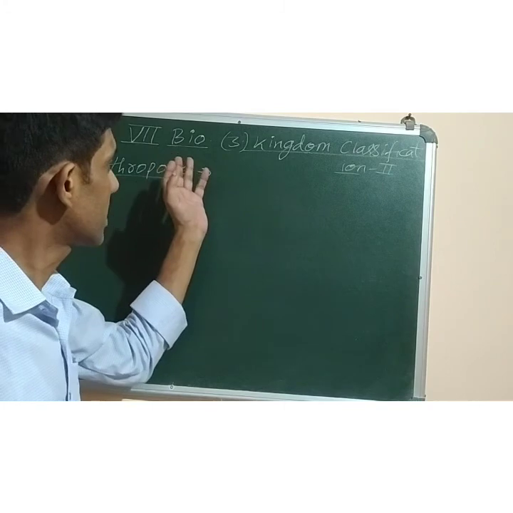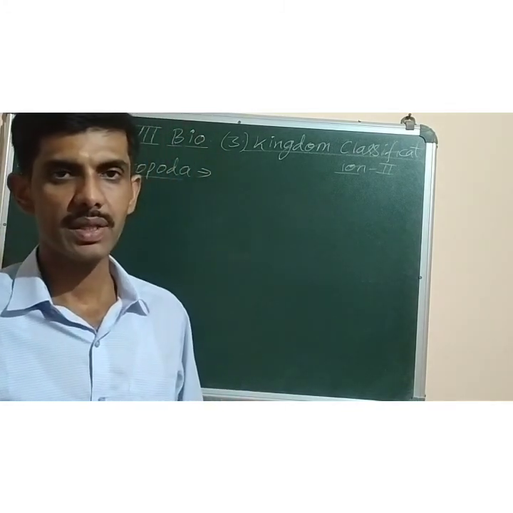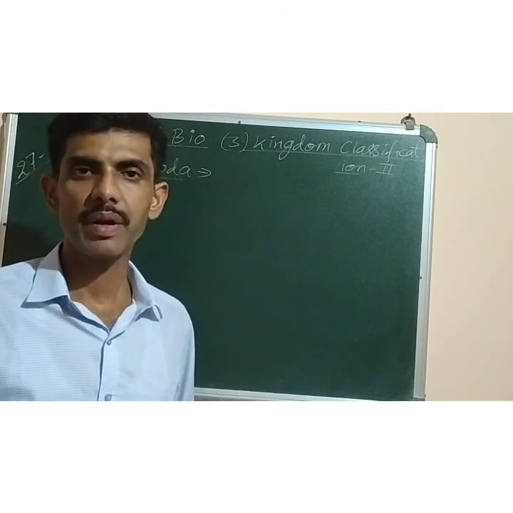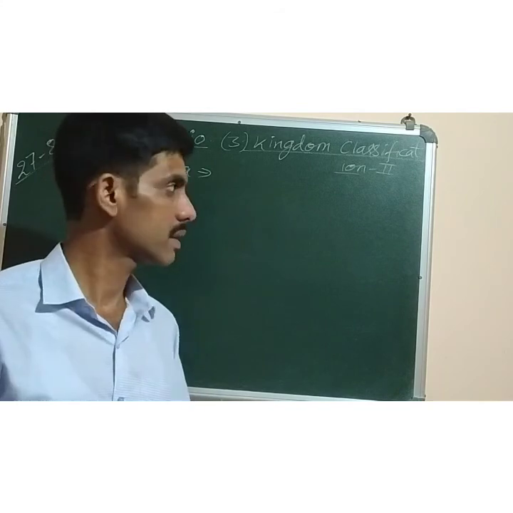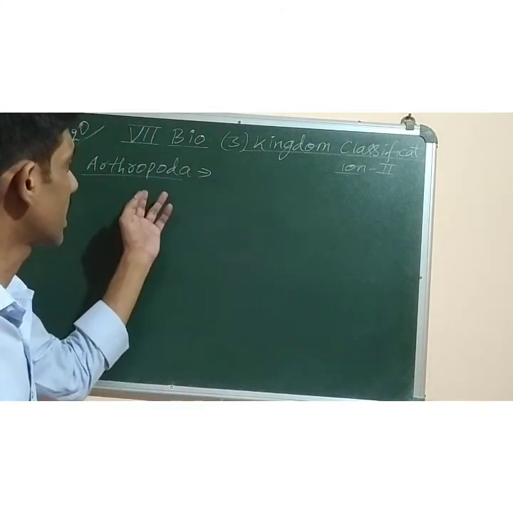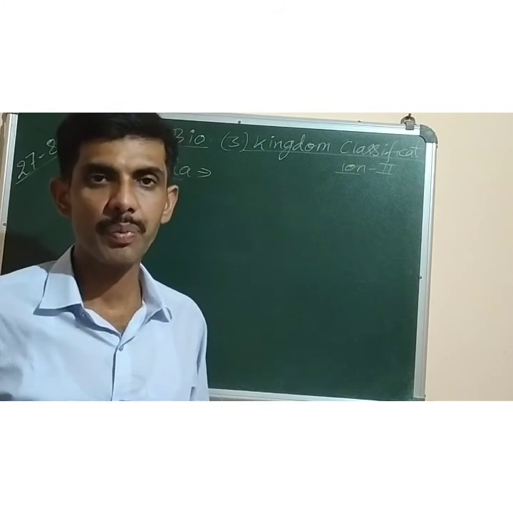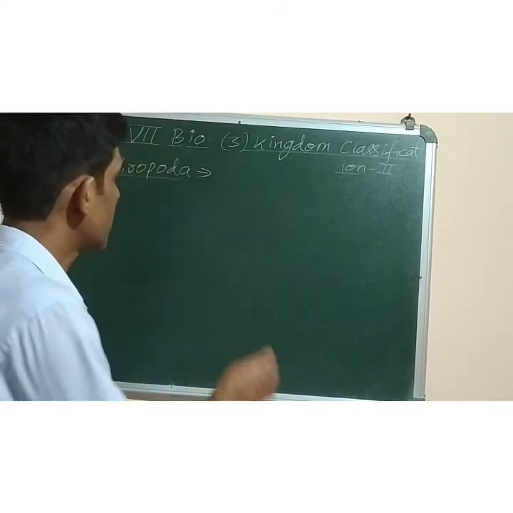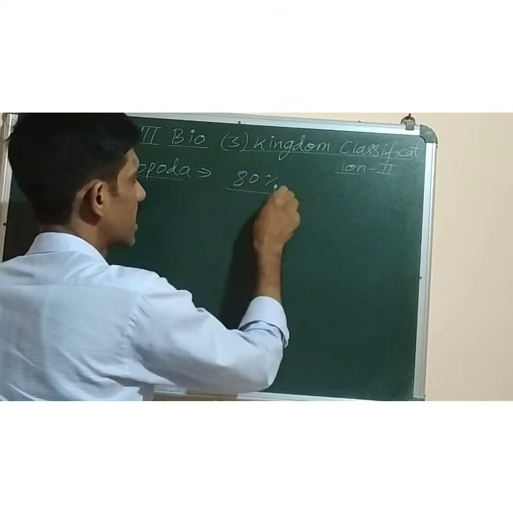Already we are doing chapter 3, that is kingdom classification 2. In the previous class we studied about the different phyla. A phylum is a group of organisms that show common characters. Today we are going to study the next phylum, which is Arthropoda. Arthropoda makes up about 80% of the total animals; 80% of animals belong to this category only.